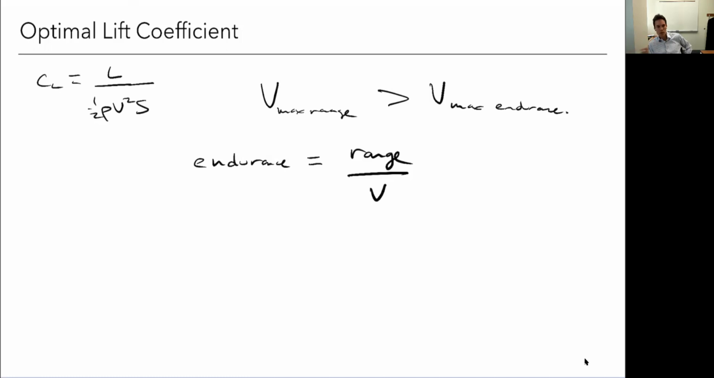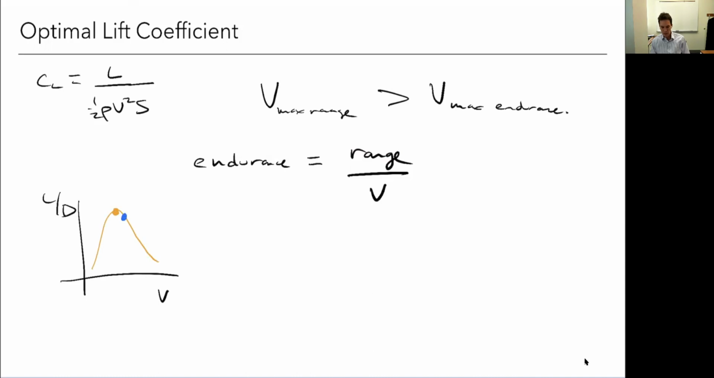So where does max L over D occur? It generally is somewhere in between these two. One way to think about this, let's say I've got this plot. This is a plot that we've done several times in this class and used early on to help design a vehicle. Aerodynamically, I may want to fly at the speed for max L over D. But if I want to fly for maximum range, it's generally going to occur at a faster speed.